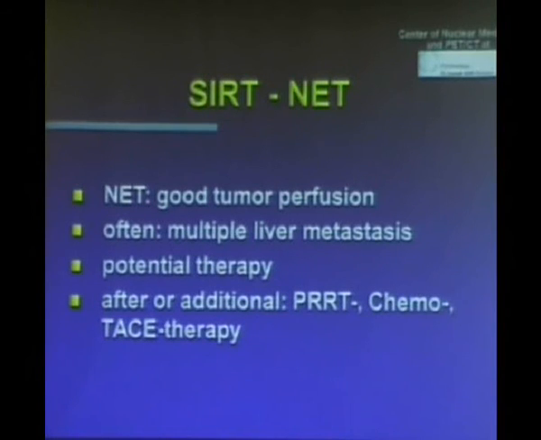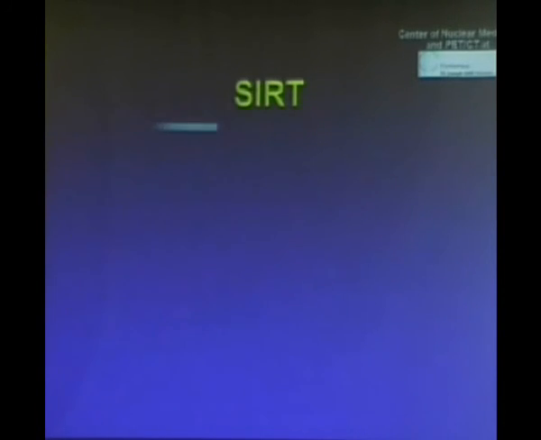If we look at the TheraSphere therapy, we have to know that neuroendocrine metastases of the liver show very good tumor perfusion. Because of this, we can use this therapy to treat those metastases. And we have to know that neuroendocrine tumors very often produce liver metastases. So it is a potential therapy, and it can be added to radiopeptide therapy, chemotherapy, and all other therapies, and this is an advantage.